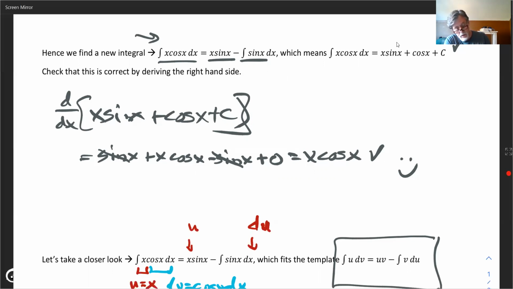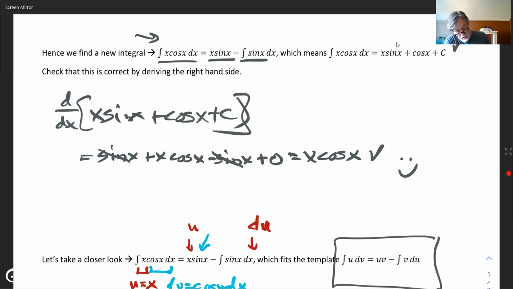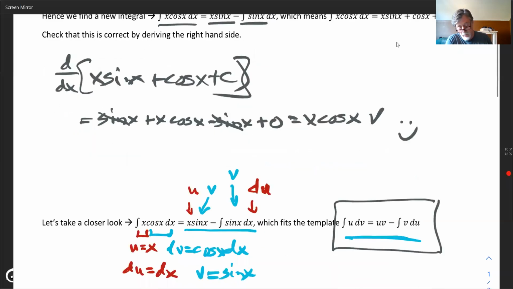So the sine x is v, and the sine also here is v. So we have u times v minus the integral of v times du. This pattern here we're going to use on this next example, and we'll be done with this video, believe it or not. So you can pause anytime.